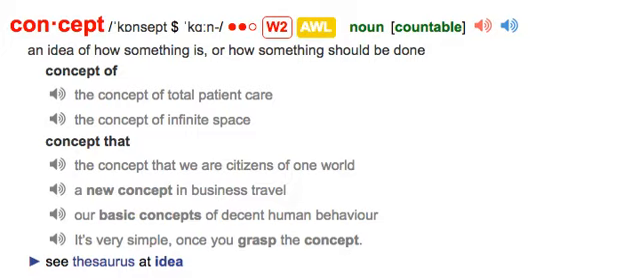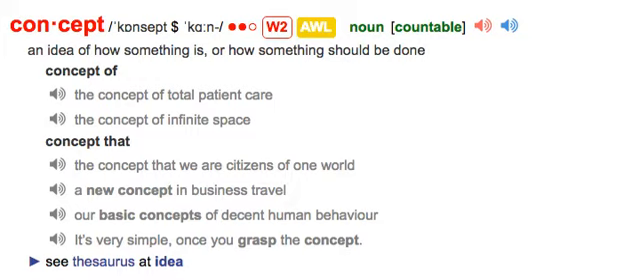AWL1bc. Remember, the 1 means sublist 1. It's the top 60 words in academic English. BC means words beginning with B and C. Concept. This is a big word. Why? It's an abstract word. We're going to look at the definitions. It's a noun and it's countable. So I can count it. 1, 2, 3 concepts.